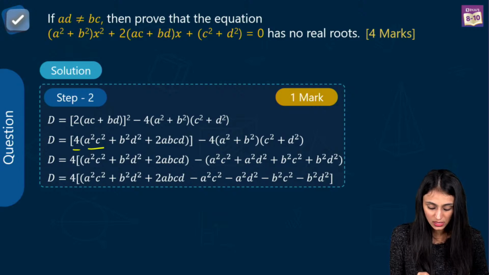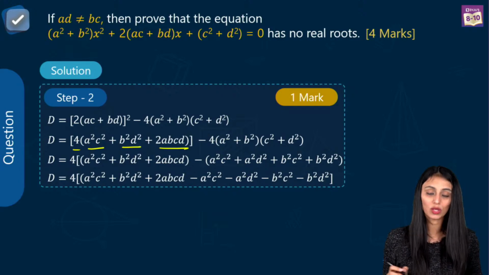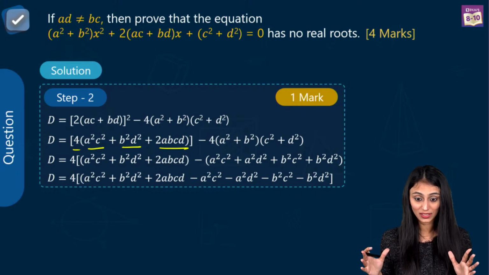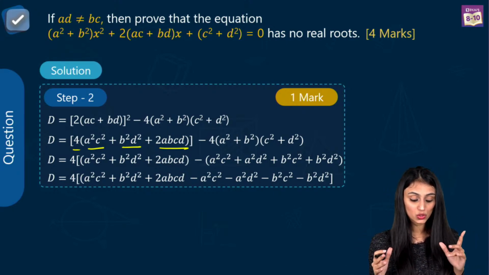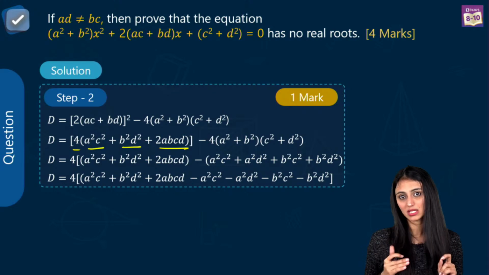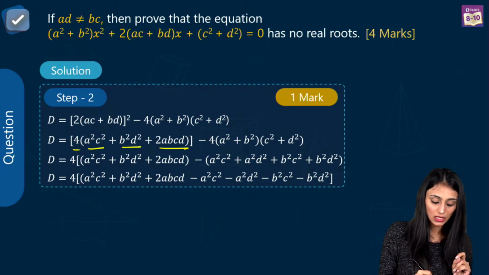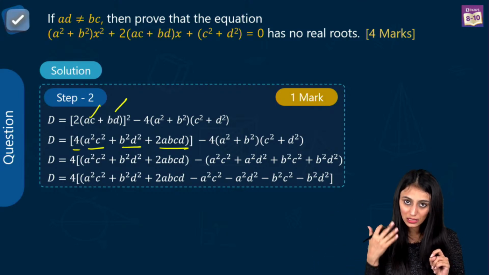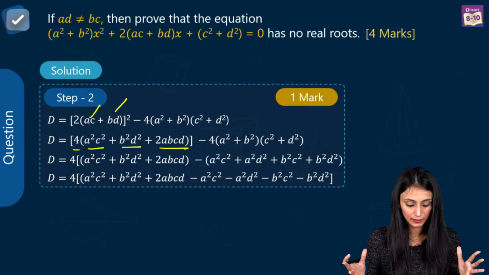You have 4 times (a square, c square, b square, d square plus 2abcd). We're using the identity here, (a plus b) whole square, right? Don't forget to apply the identity because students maximum time I've seen that they make mistake in such questions. What they do is they would just do squares of these two. They would forget 2ab, right? It's an identity. You cannot just open it up like that.